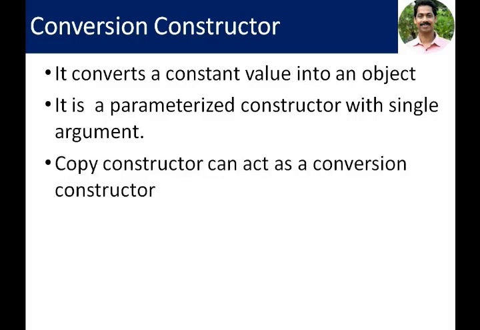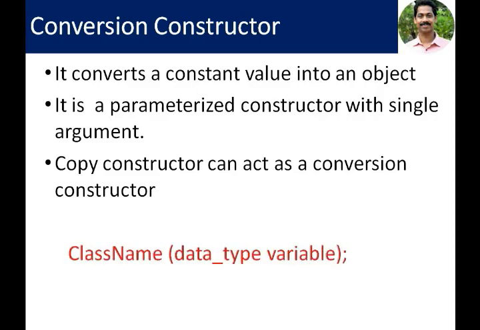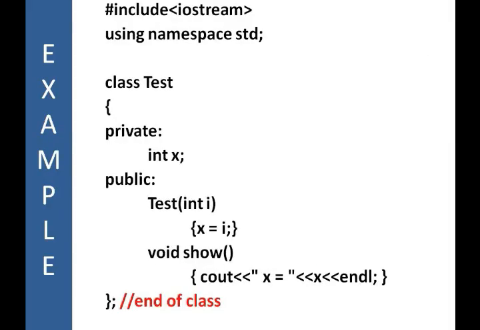A copy constructor can act as a conversion constructor. So a constructor with one parameter can act as a conversion constructor. Then class name, data type, variable. It's a simple syntax. Only one parameter is there. This is an example.